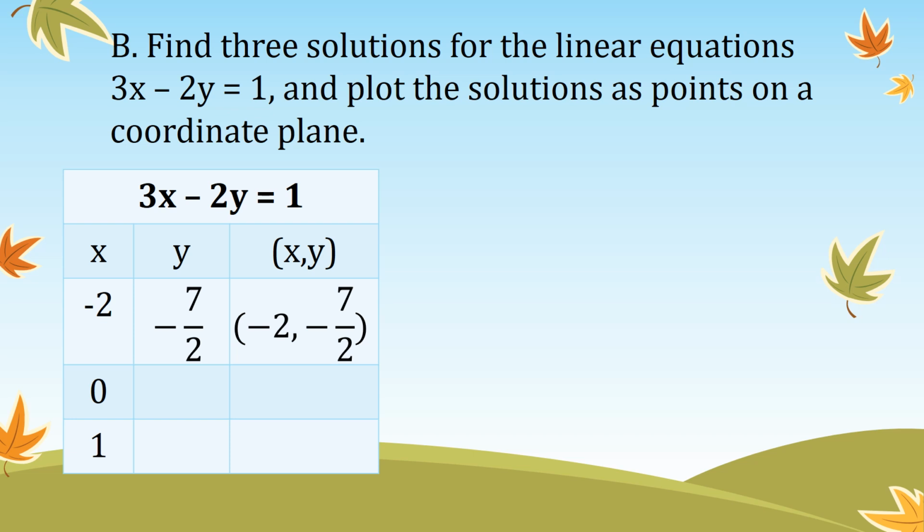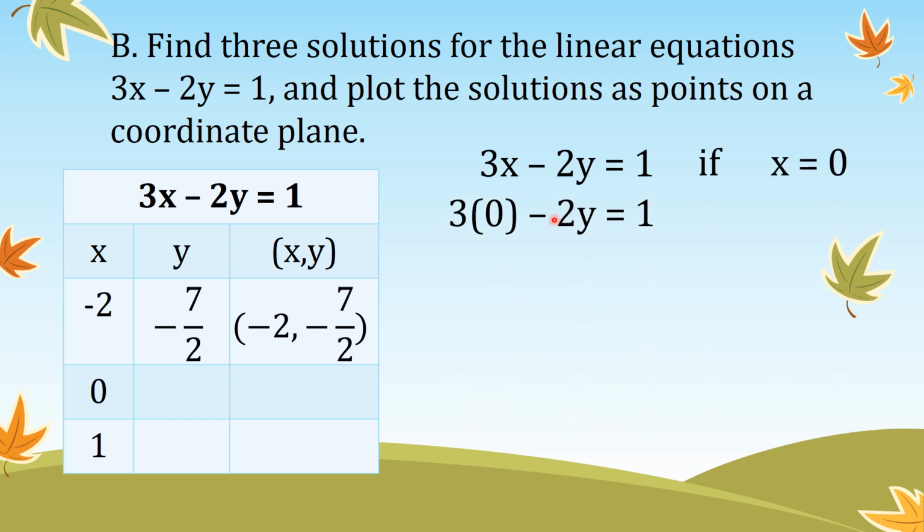Now, let us have if our x is 0. So what will be the value of y? Let us solve 3x minus 2y equals 1 if x equals 0. Substitution, so 3 times 0 minus 2y equals 1. Simplifying, we have 0 minus 2y equals 1. 0 minus 2y is negative 2y equals 1. Dividing both sides by negative 2, we have y is equal to negative 1/2.